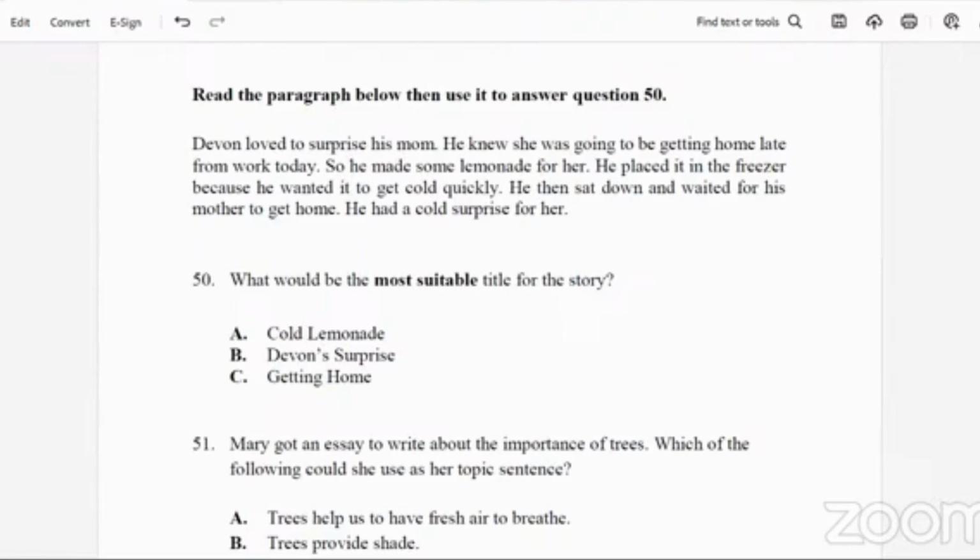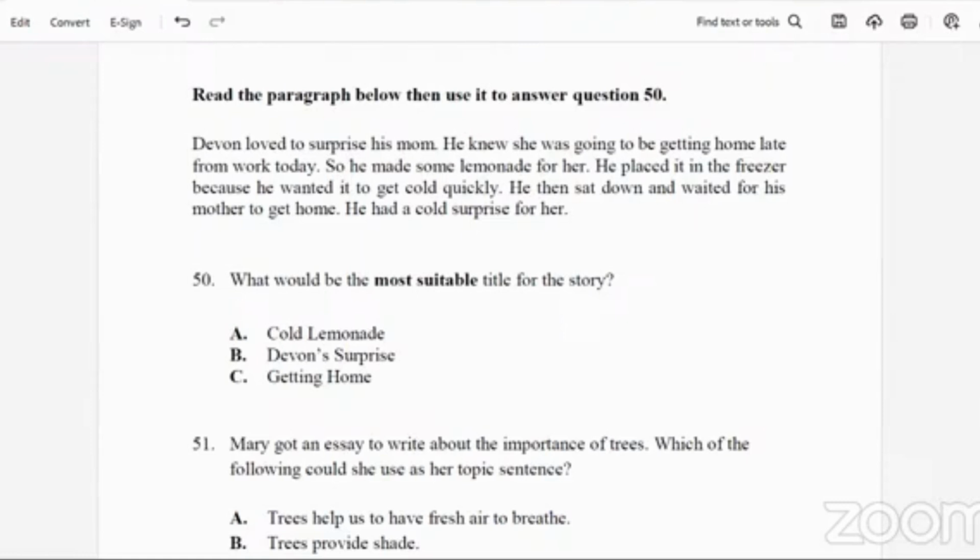He knew she was going to be getting home late from work today, so he made some lemonade for her. He placed it in the freezer because he wanted it to get cold quickly. He then sat down and waited for his mother to get home. He had a cold surprise for her.